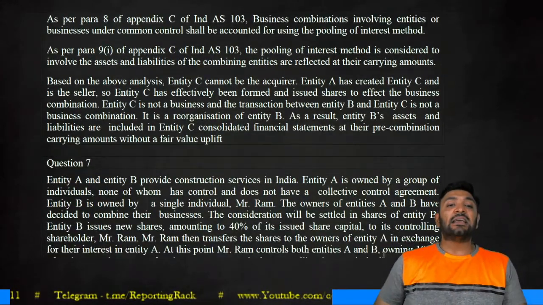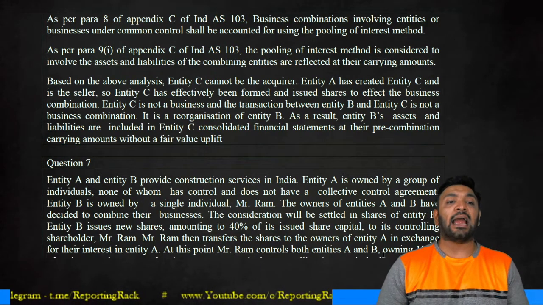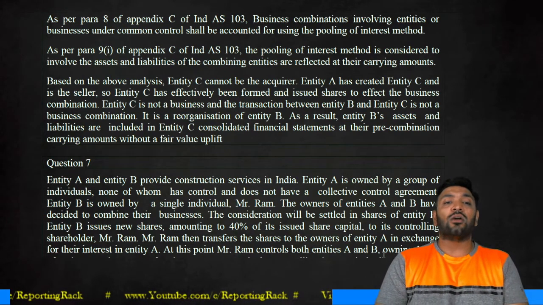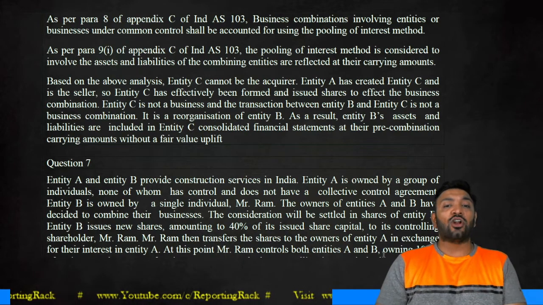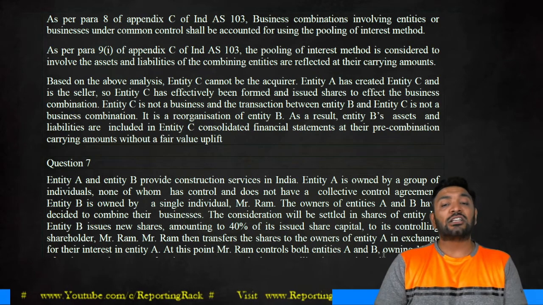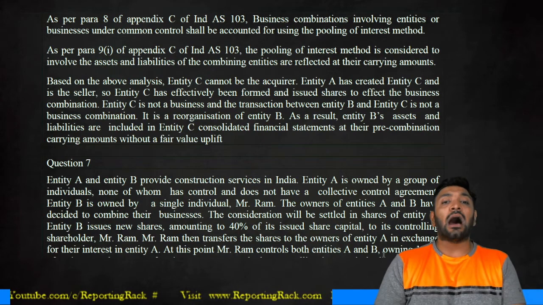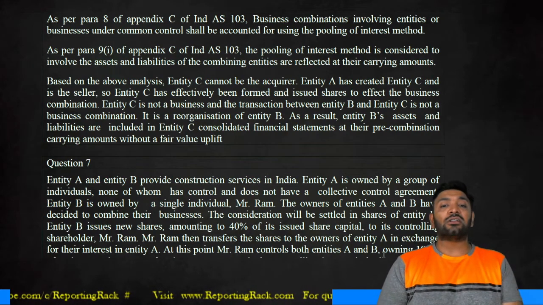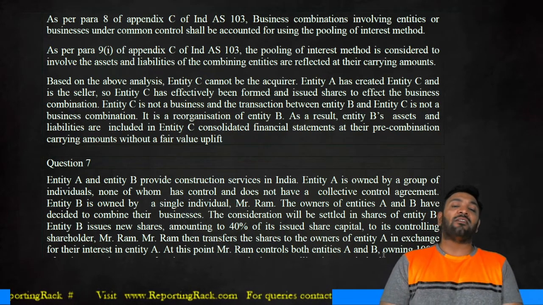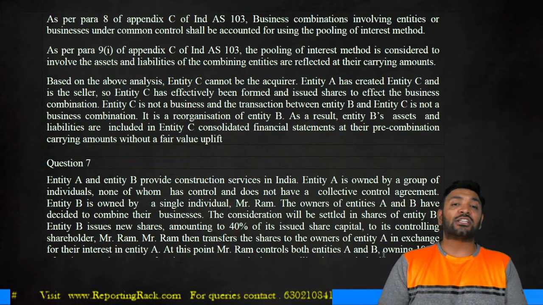Based on the above analysis, Entity C cannot be the acquirer. Entity A has created Entity C and is a seller, and Entity C has effectively been formed and issued shares to effect the business combination. Entity C is not a business, and a transaction between B and C is not a business combination. It is a reorganization of Entity B. As a result, Entity B's assets and liabilities are included in C's consolidated financial statements at pre-combination carrying amounts without fair value uplift. Therefore, they have to be recognized only at 1,00,000. No fair valuation should be applicable.